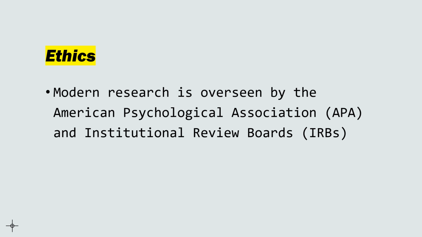Okay, last slide. So now modern research is overseen by two kind of governing bodies. There's the APA, or the American Psychological Association. They're the ones who basically make the rules about how research should be done. And then all universities or any institution that does a lot of research with human participants, they will have what's called an IRB, or an institutional review board. And the IRB is basically enforcing the rules that the APA comes up with.